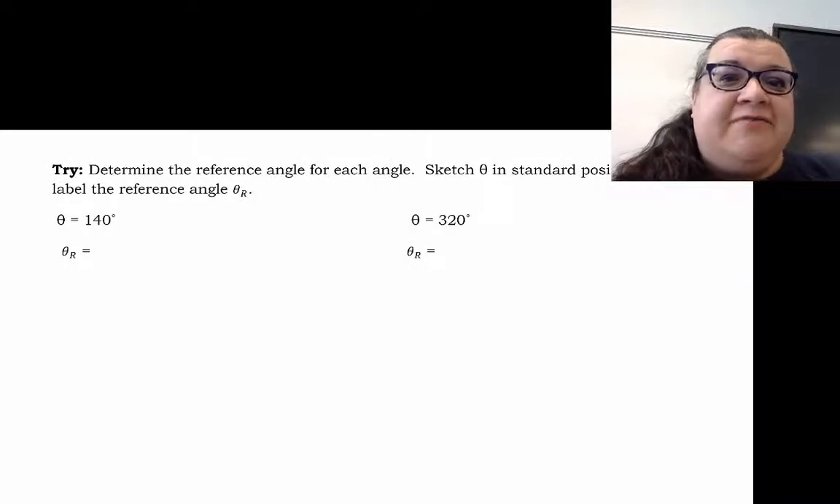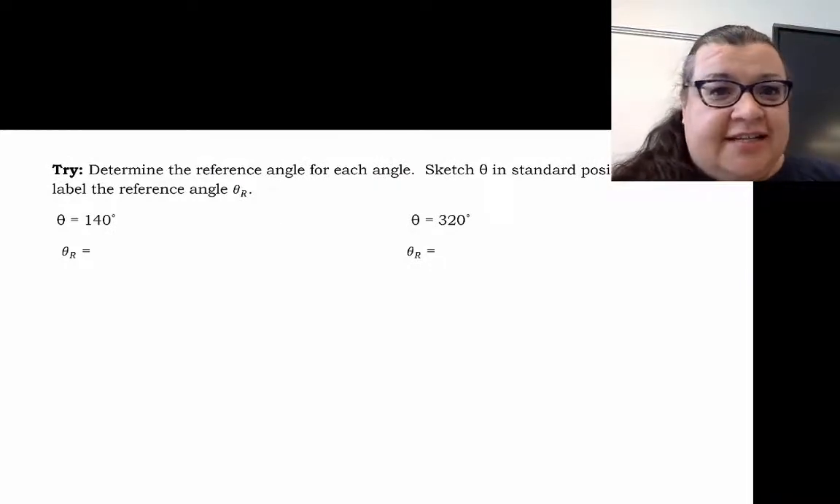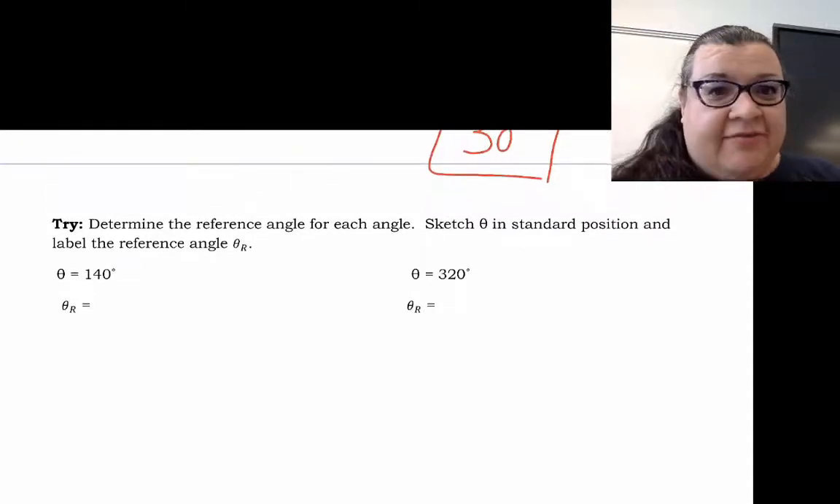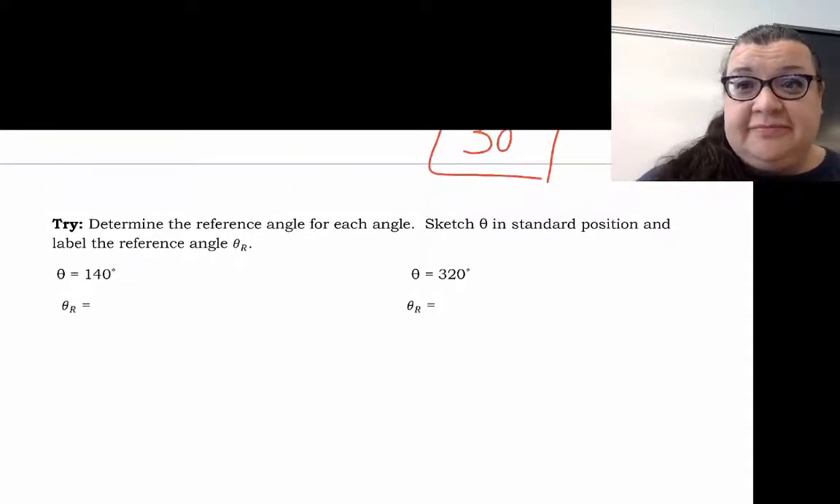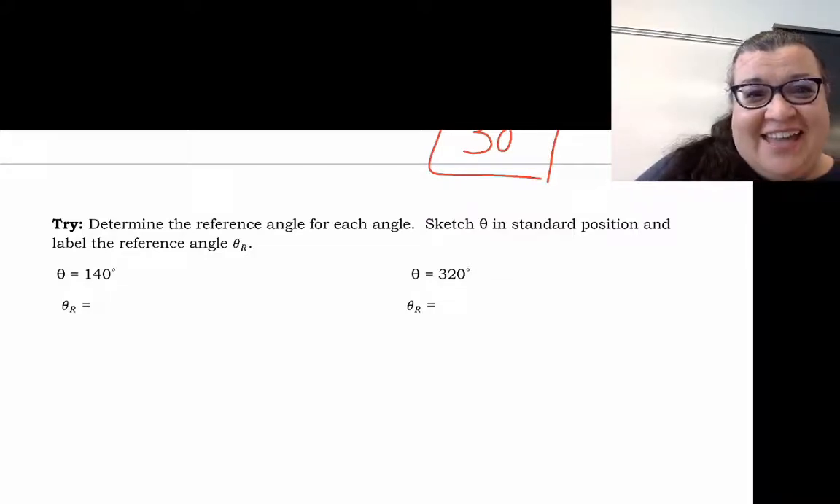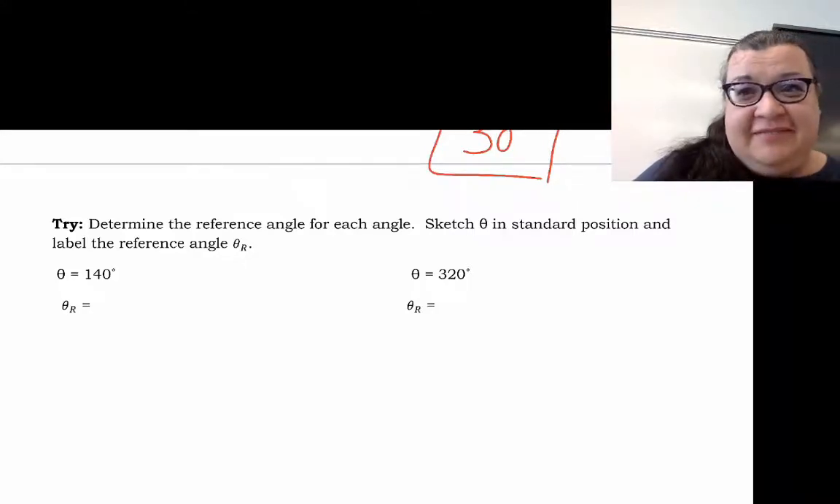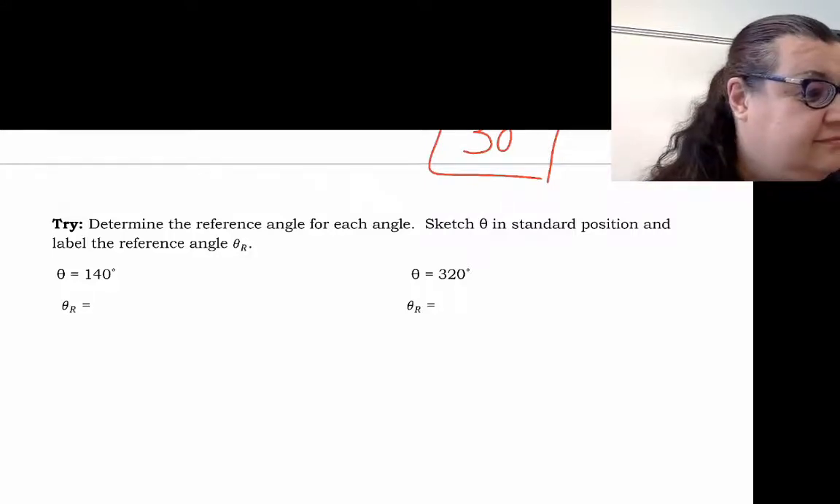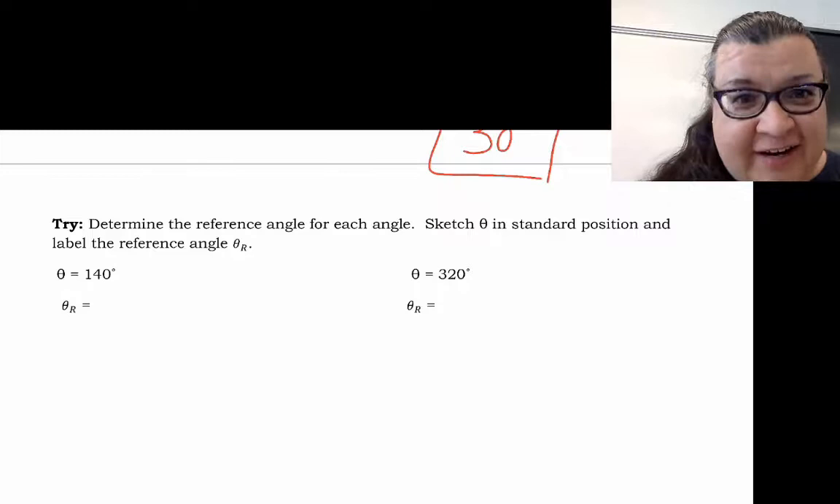All right, so determine the reference angle for each angle, sketch theta in standard position, and label the reference angle. So I would ask you to pause the video right here and do these for yourself for a second. Okay? And once you've got them done, hit play. So you're back? You got this figured out?